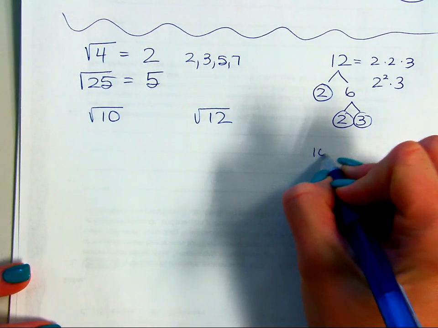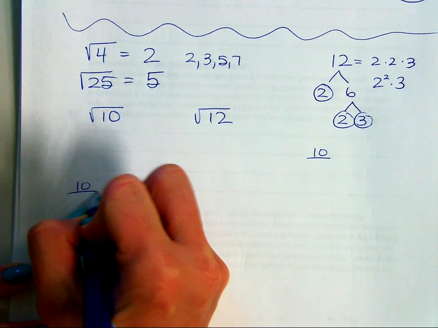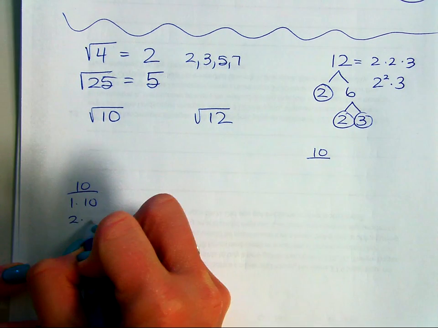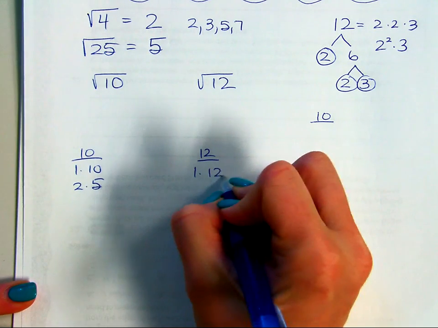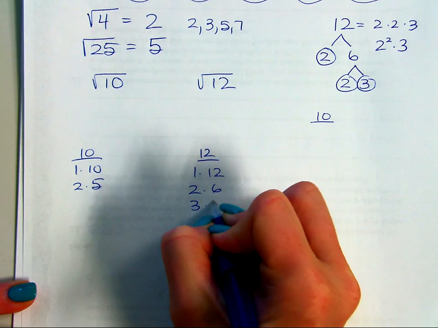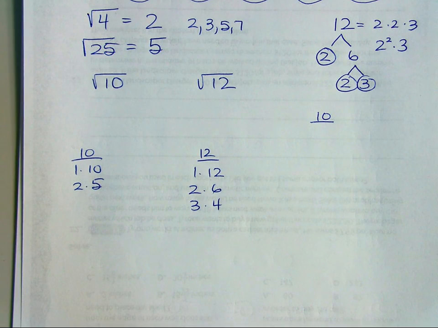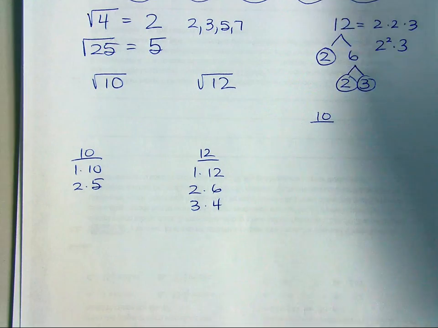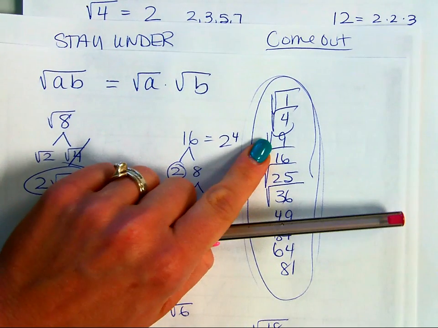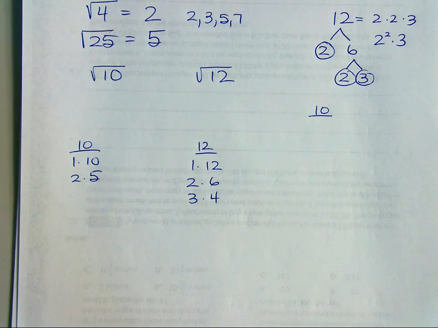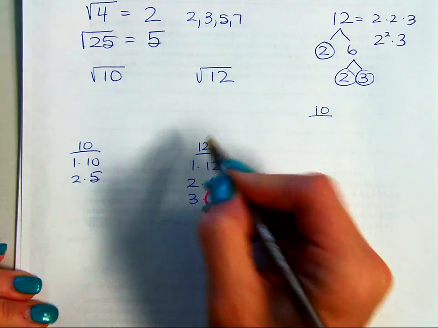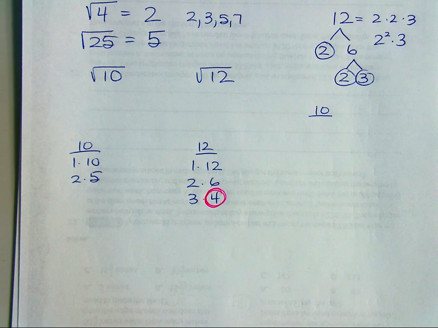Well, let's look at the factors of 10. The factors of 10 are 1 and 10 and 2 and 5. What are the factors of 12? 1 and 12, 2 and 6, and 3 and 4. Whoa. What's so special about 4? It's one of those numbers on our list. Didn't I say that you are going to need to know those? So 4 is a factor of 12, and it just so happens to also be a perfect square.